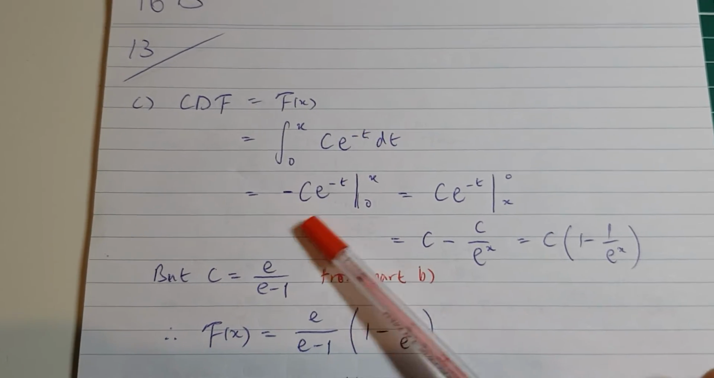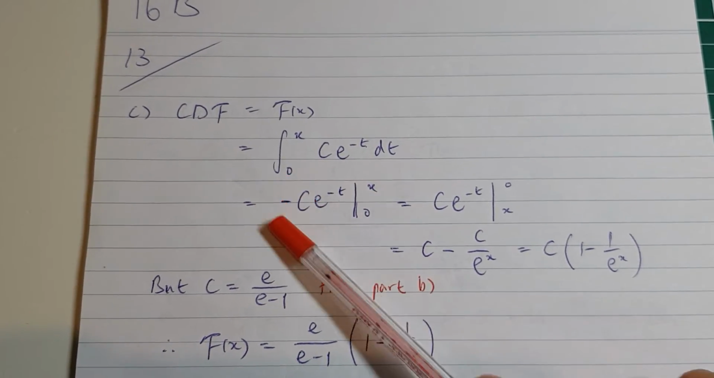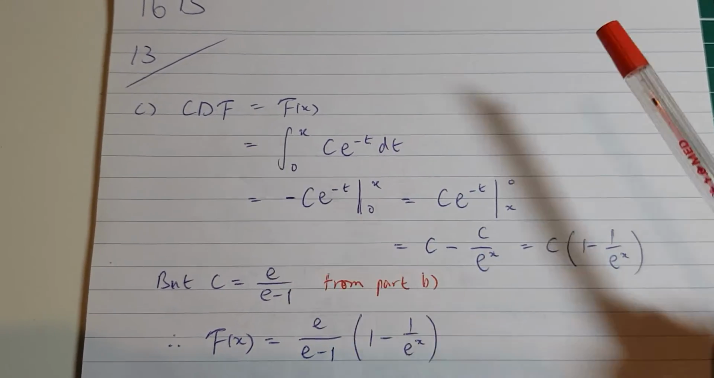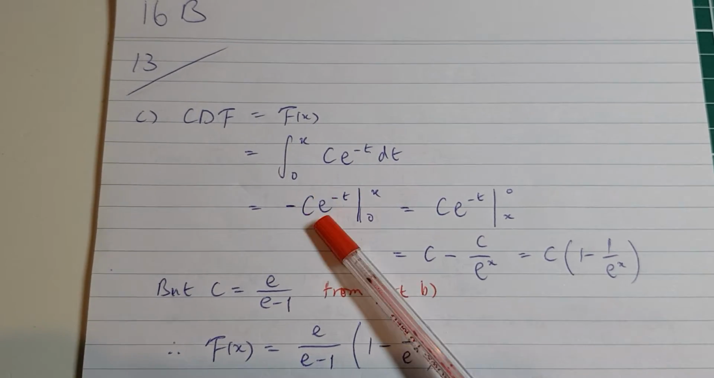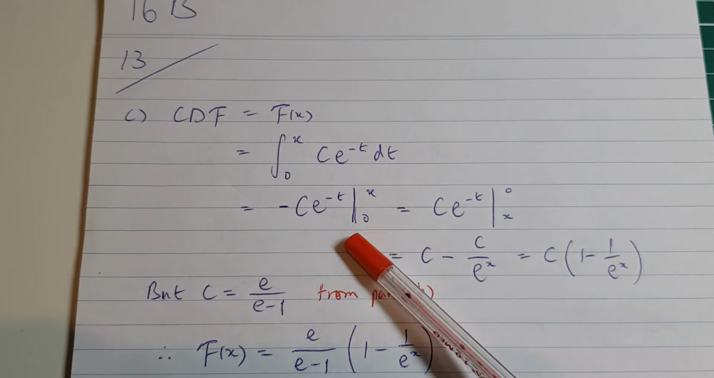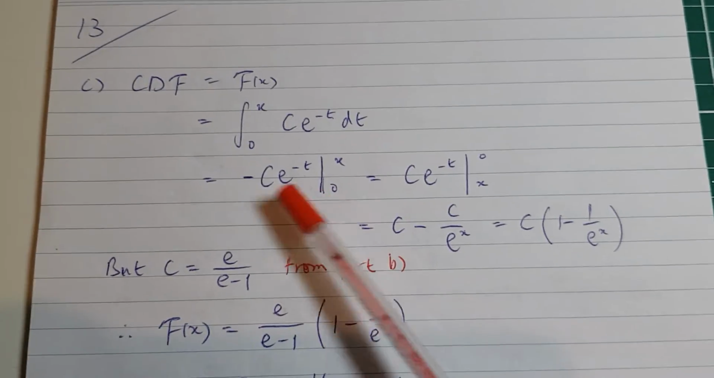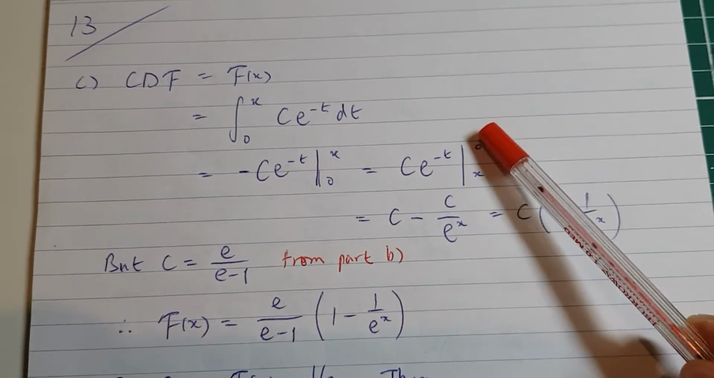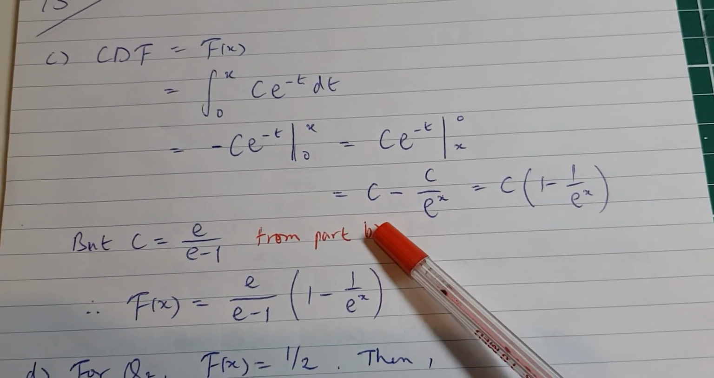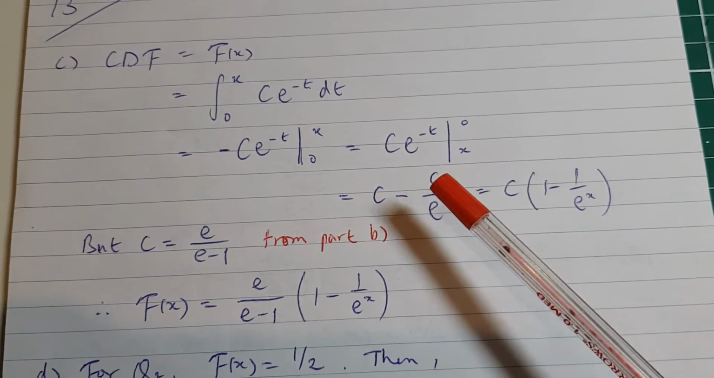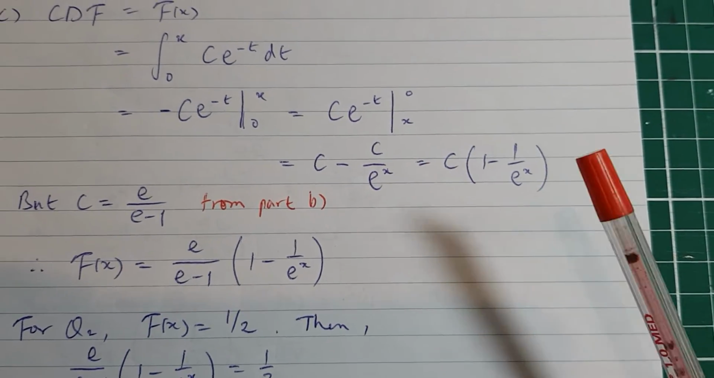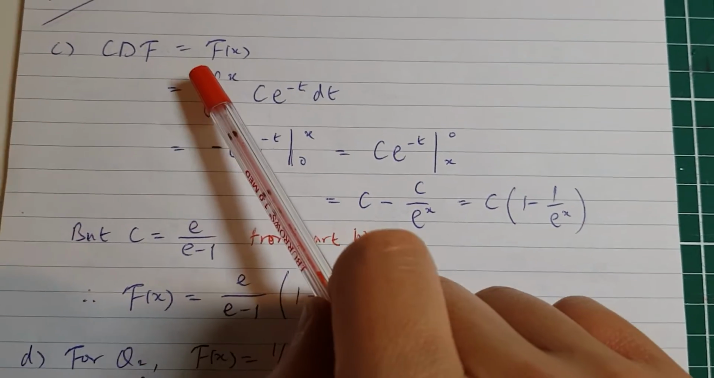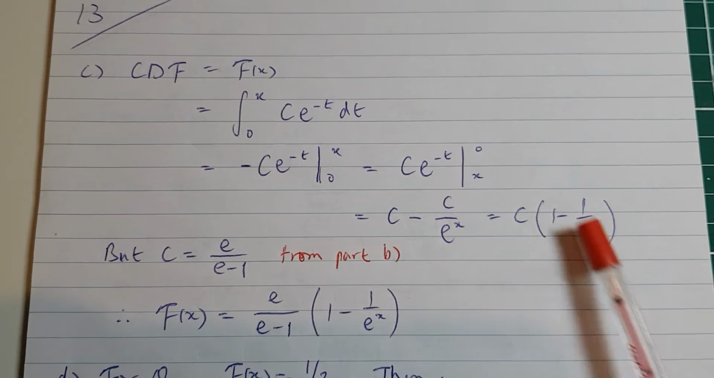So again, same algebraic structure that it carries with what we had previously is that minus c e to the minus t, evaluated from 0 to x. Again, dropping the negative sign and then swap the order, then you get this. Then it becomes c, take away c over e to the x, taking the c out as a common factor, and that's now that. Notice then this becomes, as expected, a function of x.